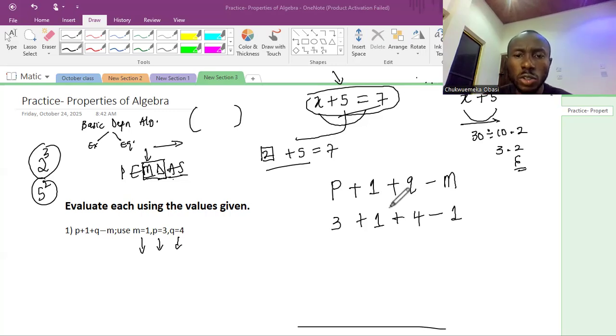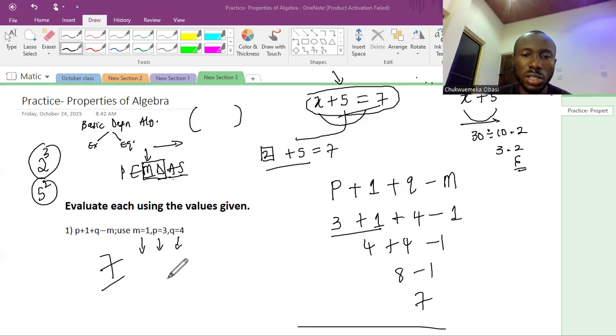So right now, let's go into simplifying this, guys. We're going to start out with 3 plus 1. This is 4. 4 plus 4, this is 8. And 8 minus 1 is 7. So the answer to this problem is just 7. And all of this is the working. I hope it's clear. This is the very first question. I'm sure it's super easy. So let's go right on to the next question on our list.